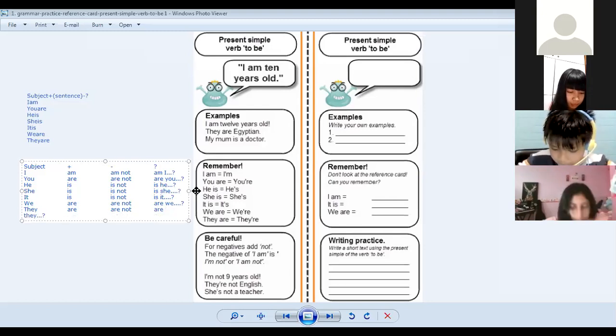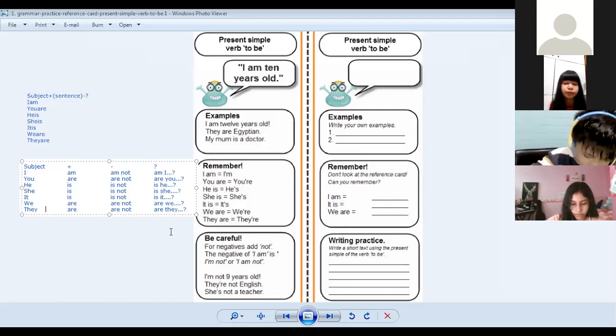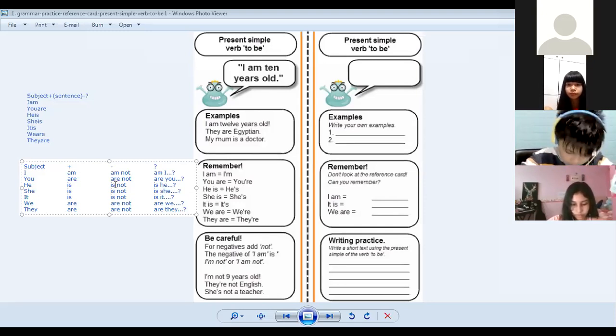So those are the pairs. In the positive, we write it is, we are, they are. In the negative, you just add not. But in the interrogative sentence, you reverse it: is he, is it, are they.